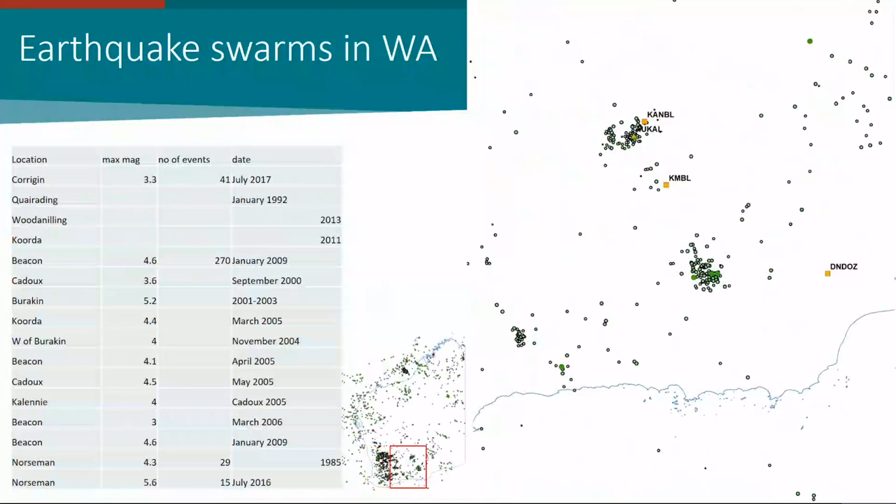Another area where we get small swarms is the Norseman area. We've had at least 4 events since 1985 in that area, followed by lots of smaller events. Another area of clustering of events is the Kalgoorlie area, and there's always the question, does the mining have anything to do with the number of earthquakes in there? I'm not even going to touch on that.